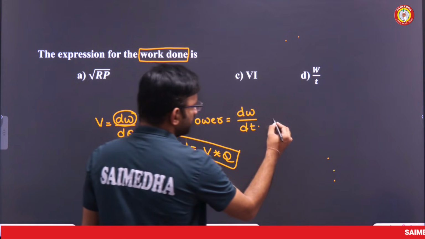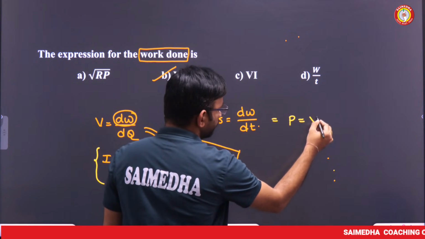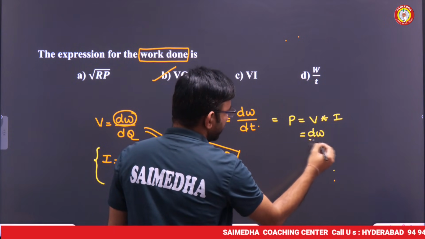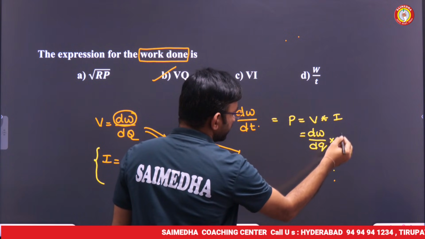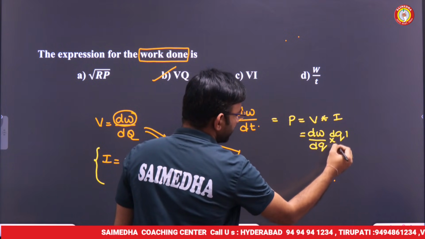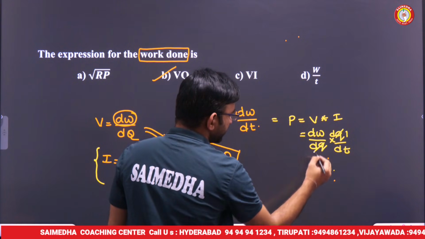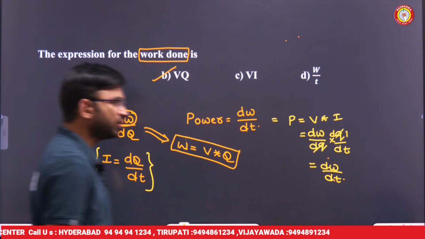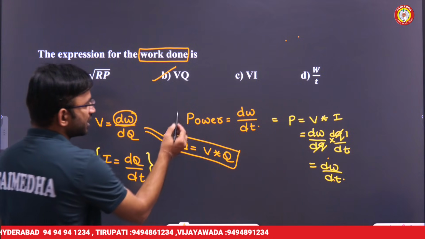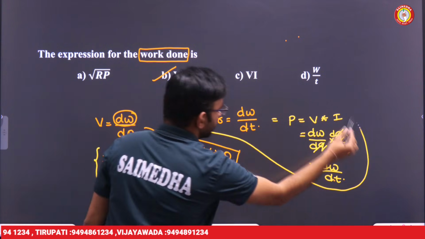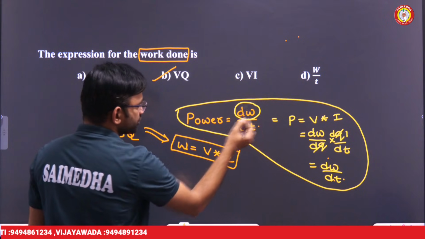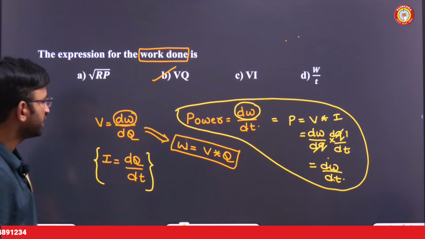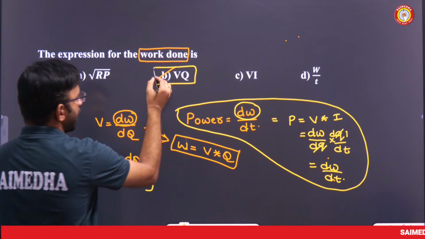How will you get power? Power is the product of voltage and current. You already know, sir, voltage is dW by dQ and current is dQ upon dt. So when the charges get cancelled, power is equal to work done upon time. Sometimes you may come across this one also: work done is equal to power into time, but there is no such option, sir. So that is the reason I am going for option B.